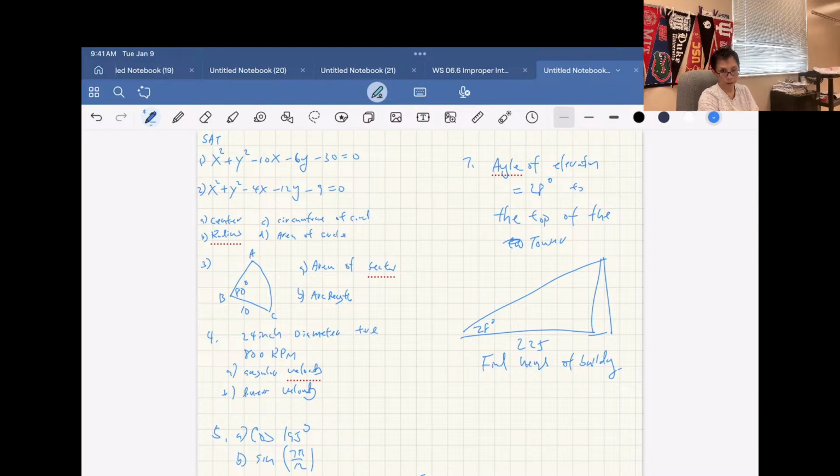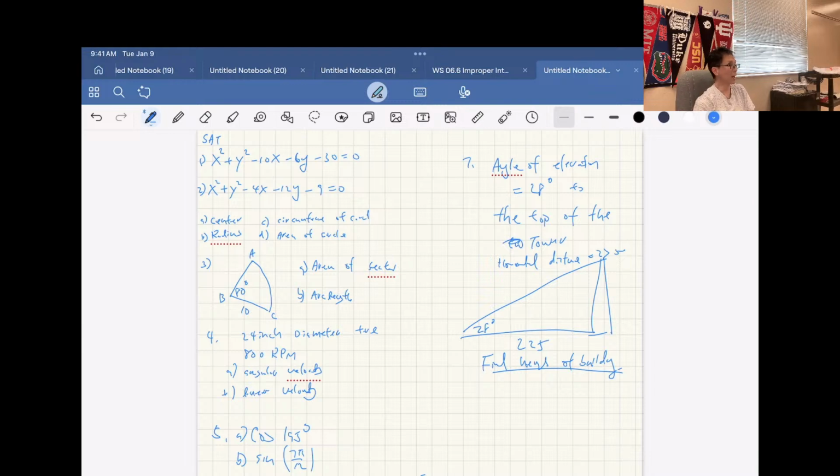So the angle of elevation is 28 degrees to the top of the tower, and the horizontal distance is 225. Can you find the height of the building? Everybody should be able to find it right here.